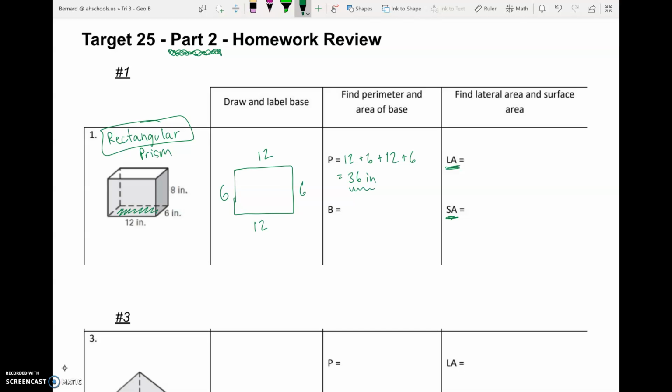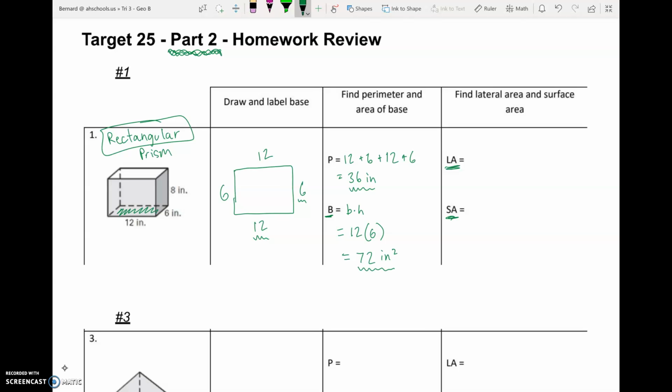Now, obviously, we'll use that in a second as we find our lateral area, but let's find area of our base first. That's big B. So this is a rectangle. So the area of this base would be base times height. So that would be a 12 times a 6. And so area of this rectangular base, again, 12 times 6, and that is going to equal 72 inches squared. And again, we will use that to find surface area in a second.